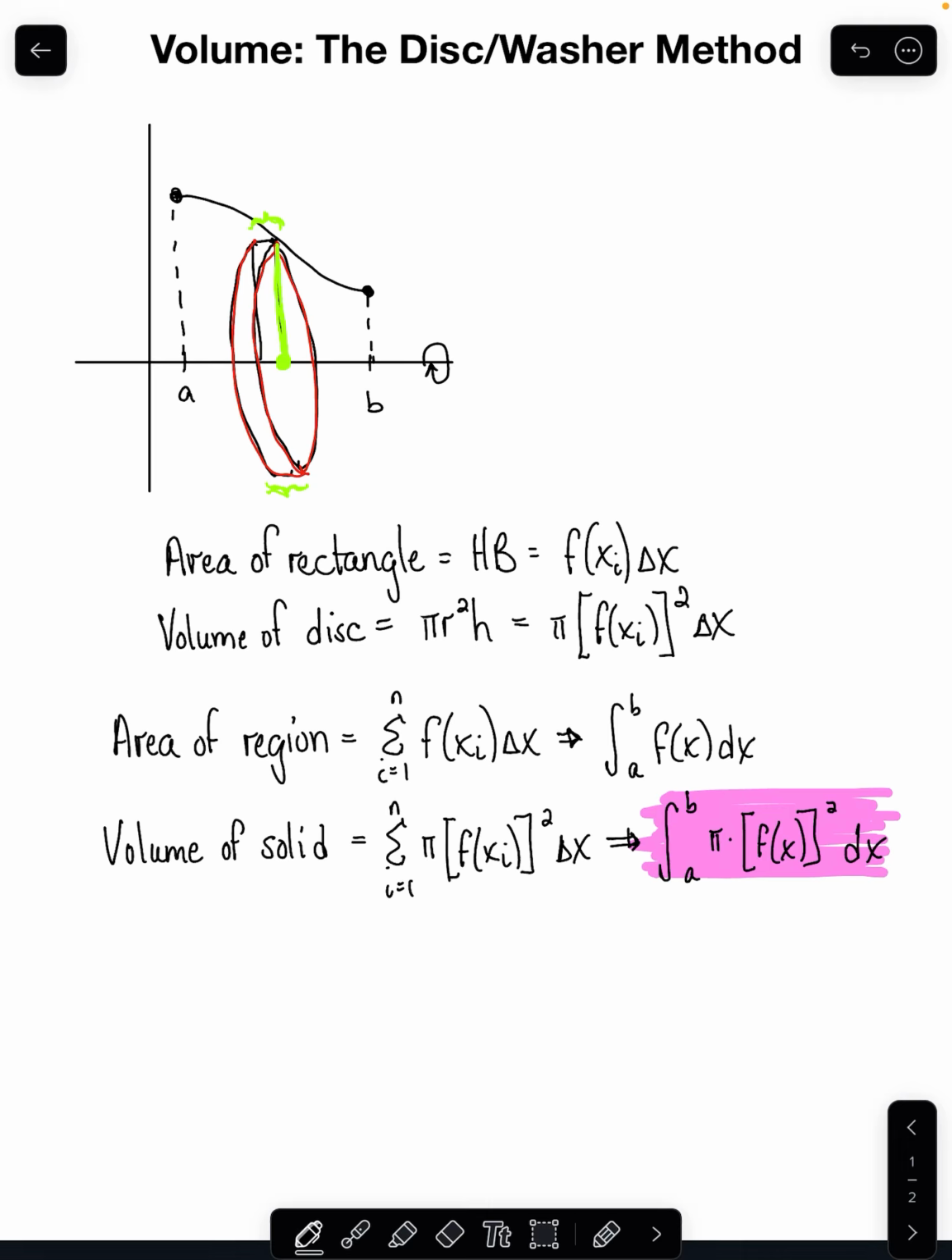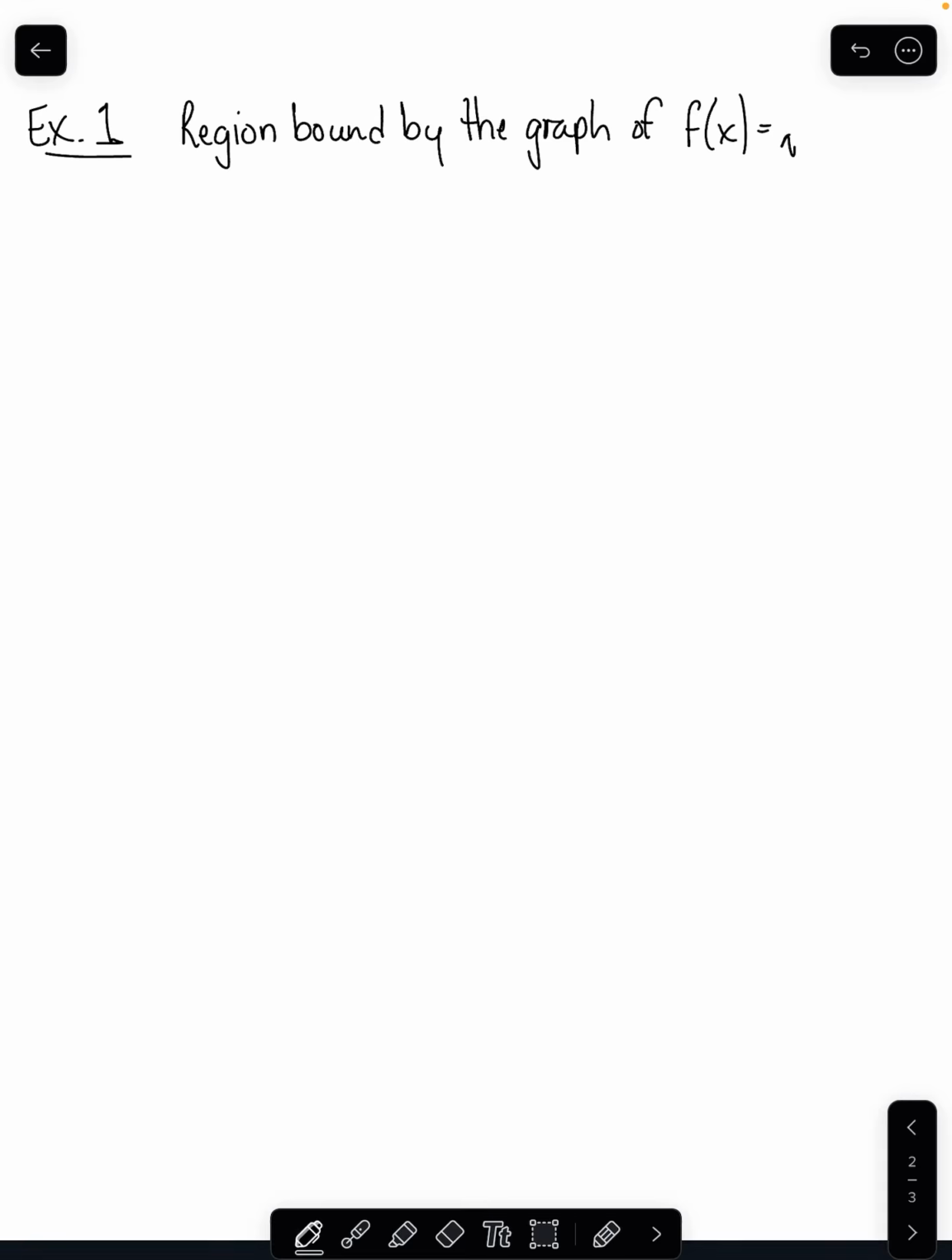Let's look at an example then. Let's suppose that we have the region bound by the graph of f of x equals the square root of the sine of x on the interval from 0 to pi, and the x-axis.